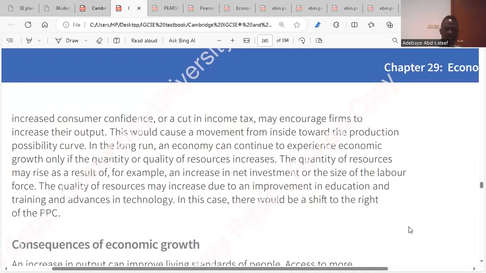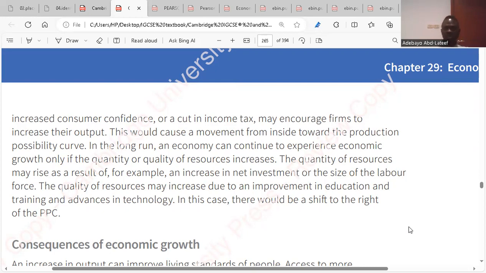So the quantity of resources may rise as a result of, for example, an increase in the net investment or the size of the labor force. The quality of resources may increase due to an improvement in education and training and advances in technology. In this case, there will be a shift to the right of the PPC. Movement will be as a result of unused resources. There will be a shift in the PPC outward when we are able to find resources.